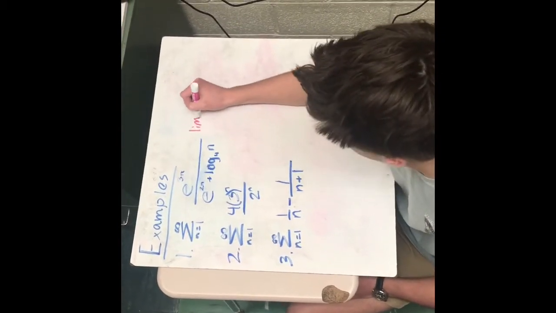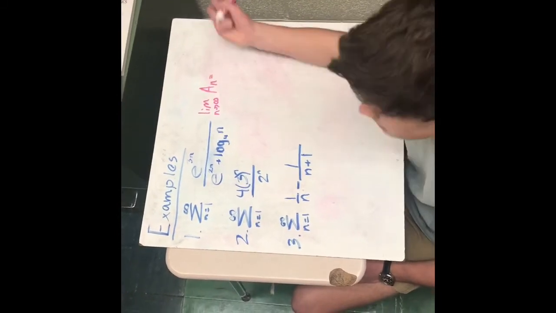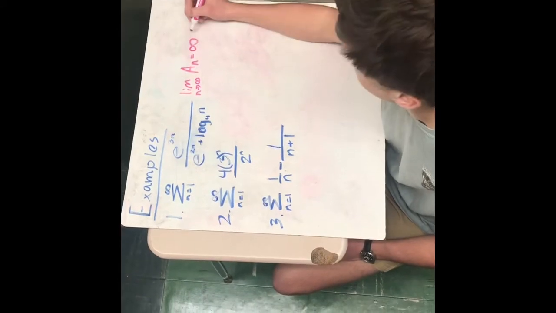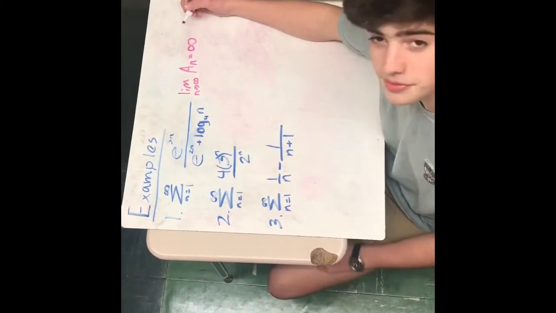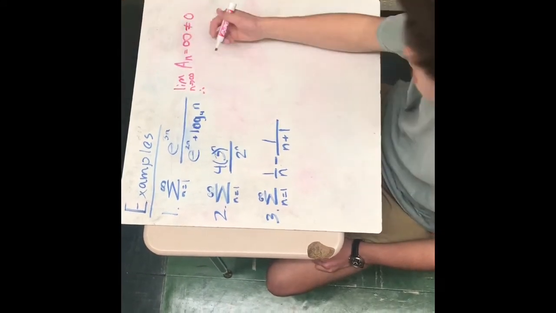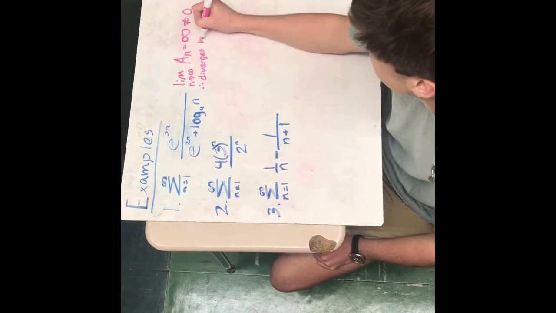So the limit, as n approaches infinity, of a sub n equals infinity because e to the 3n grows faster than e to the 2n, therefore it's top heavy. If it's top heavy and the limit is infinity, that means it is not 0. Therefore, based on the test right here, it diverges by the nth term test.